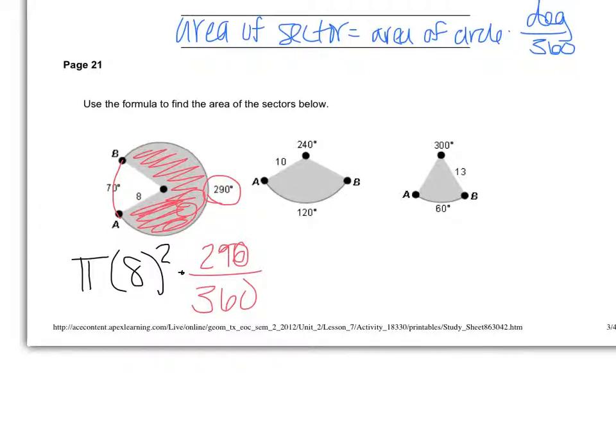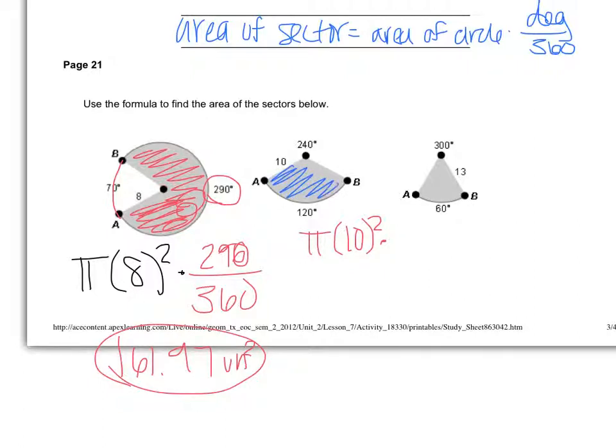And that's going to give me 161.97. And we're going to label it as units squared, because it is talking about area. So for the next one, it'd be pi times 10 squared, because that's my radius, times, and then I want this section over here, which is 120 over 360. And when you type that in the calculator, pi times 10 squared times 120 over 360, it gives you 104.72 units squared.